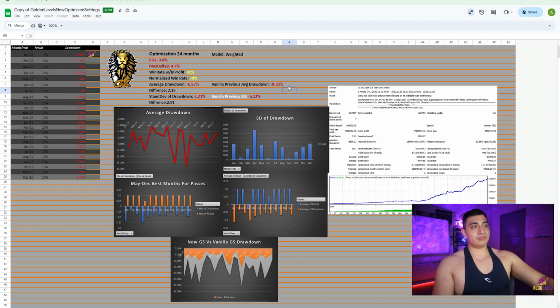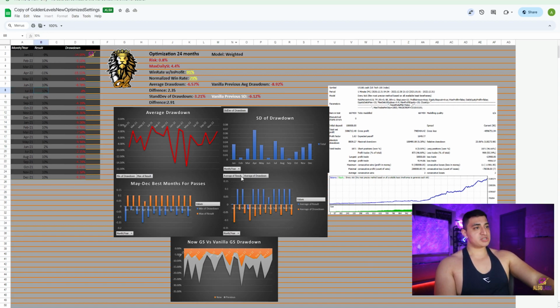And so we've been able to get a 3.21% within the last 24 months, which is honestly pretty good compared to the vanilla previous standard deviation, which was around 6.12%. So the difference is 2.91. So the new optimized version has been very significant. And then you could see here the results: January fail, February pass, March pass, April fail, May pass, June pass, June 22 pass. And then it shows you the drawdown here as well.